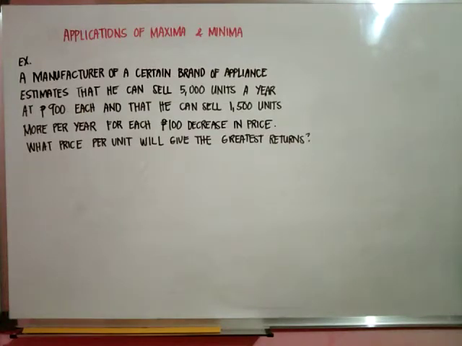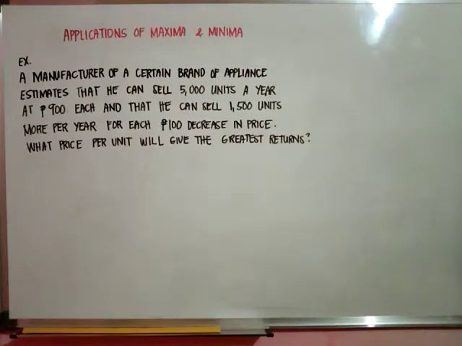So, step 2, identify the quantity to be maximized or minimized. So, identify natin yung quantity na i-maximize or minimize. Then, i-express natin or gagawa tayo nung equation for that quantity. So, as much as possible, express daw natin yung equation natin in terms of one independent variable.